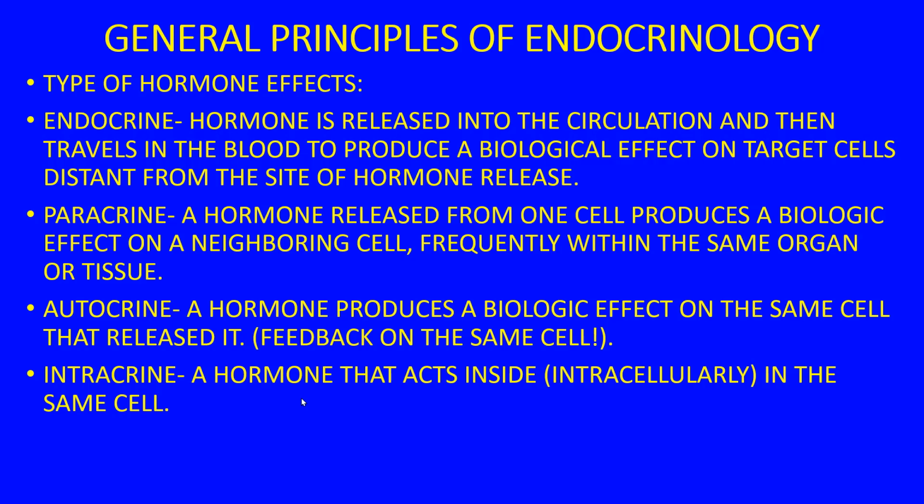Autocrine, just like feedback, that's an easy one. It is a hormone that produces a biological effect on the same cell that released it. So it's almost like a self-regulatory mechanism. The hormone is produced from a set cell, but as it's being released, that hormone has an effect to either positively or negatively affect the continuous release from that same cell. Now, intracrine: the hormone acts inside, intracellularly, in the same cell. We're going to mostly focus on the endocrine action, obviously.